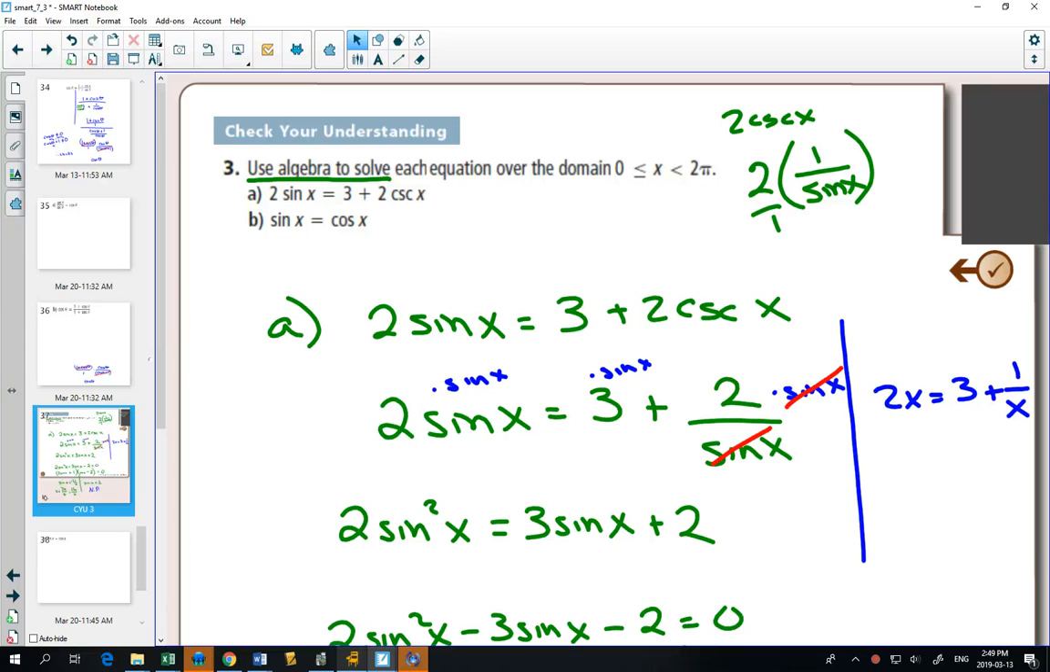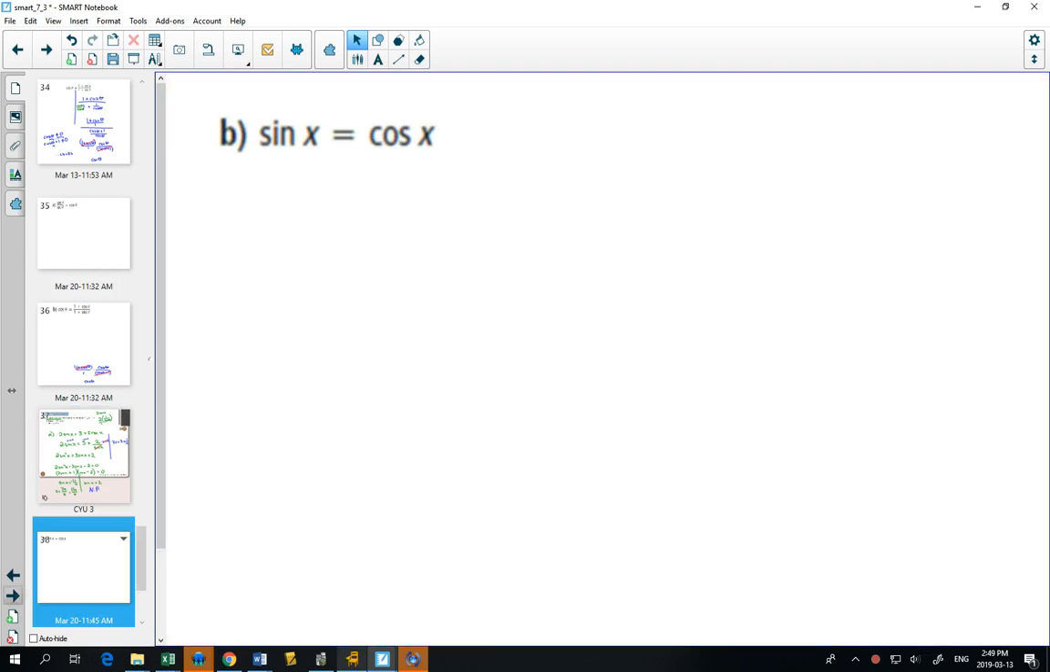So for 3b, again, we're solving between 0 and 2 pi, and the question starts off with sine x equal to cos x. So there's a couple of ways you could do this. One, you could just think of your unit circle. Is the x-coordinate ever equal to the y-coordinate? Do you ever have the same values? And if you can see that yes, we do, when does that happen?